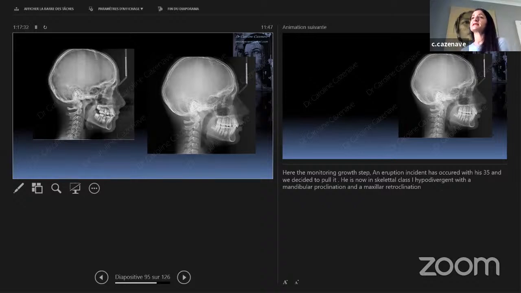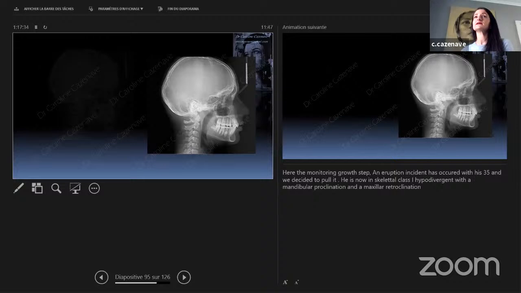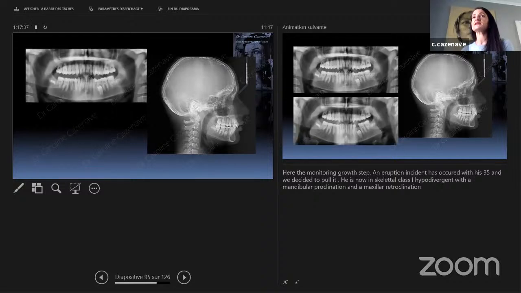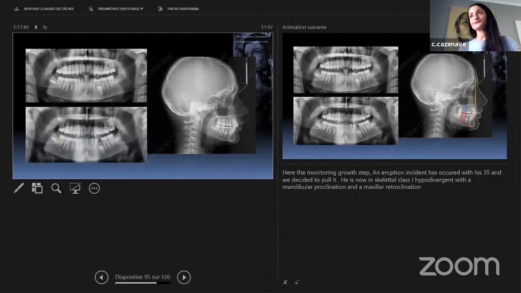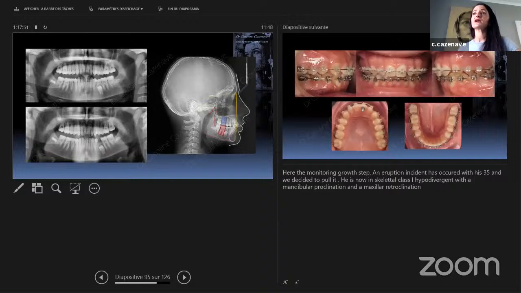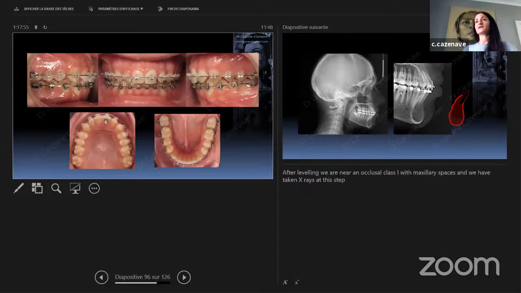He had the monitoring growth step and an eruption incident has occurred with his 35, and we decide to pull it. He is now in skeletal class 1, hypodivergent with mandibular pro-rotation and a maxillary retroclination. After leveling, we are near an occlusal class 1 with maxillary spaces, and we have taken X-rays at this step.